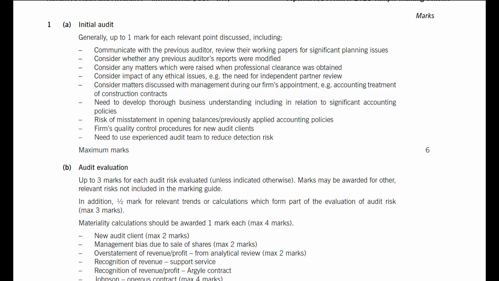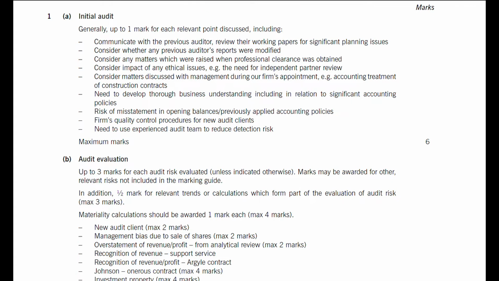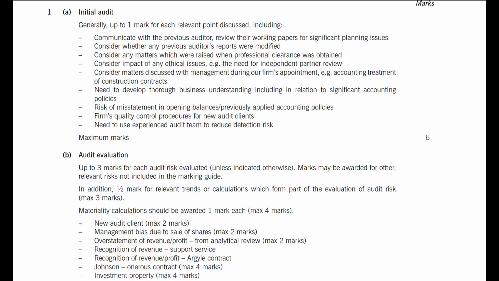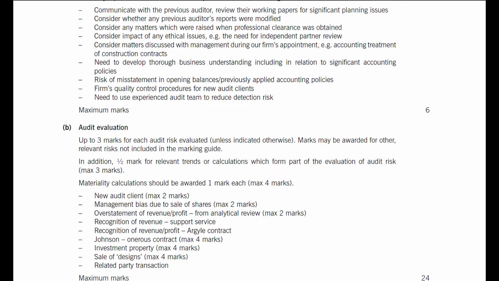develop thorough business understanding, including in relation to significant accounting policies, risk of material misstatement in opening balance previously applied accounting policies, firm's quality control procedures for new audit clients, need to use experienced audit team to reduce detection risks.